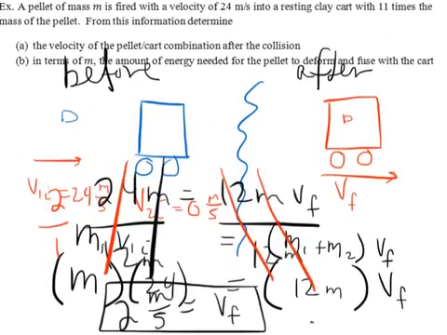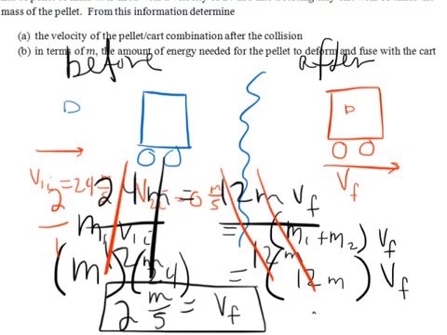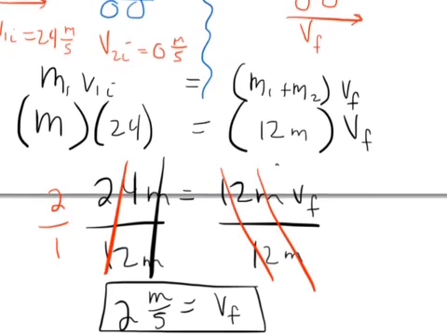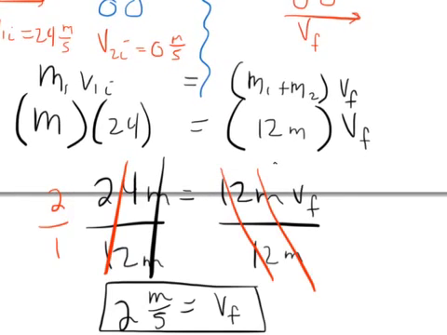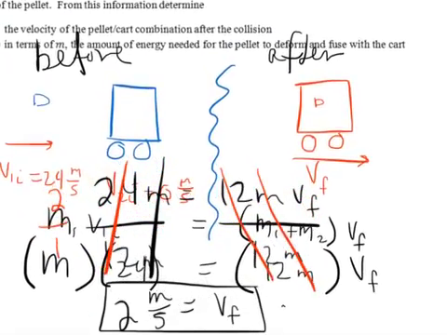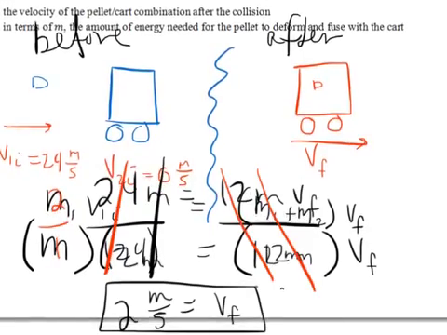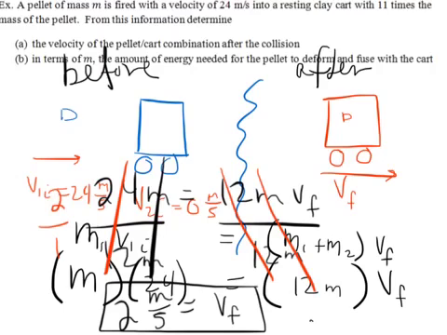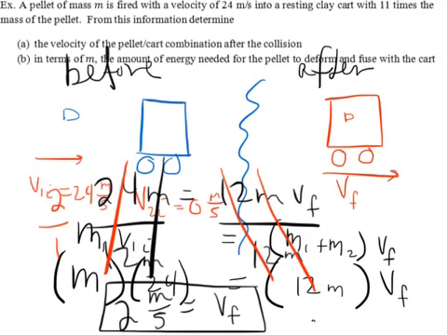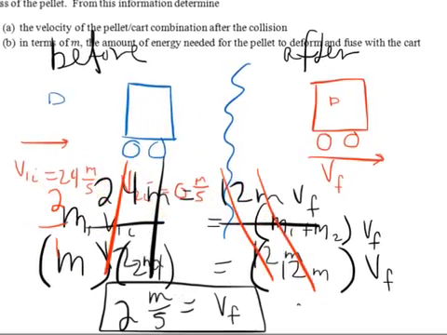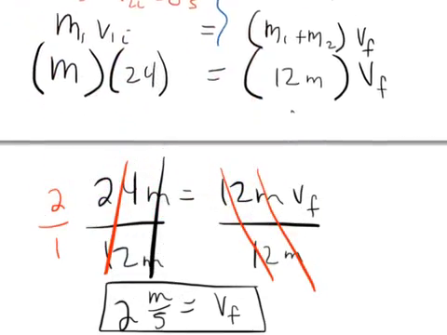Part B. Can you repeat that? Part B. Wait, how do you get... I see. Part B says, in terms of M, find the amount of energy needed for the pellet to deform and fuse with the cart. Okay, we're reading from the top. In terms of M, the amount of energy needed for the pellet to deform and fuse with the cart.